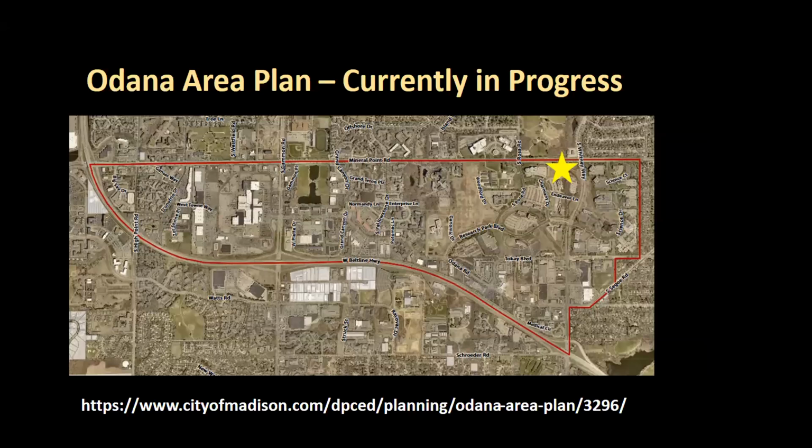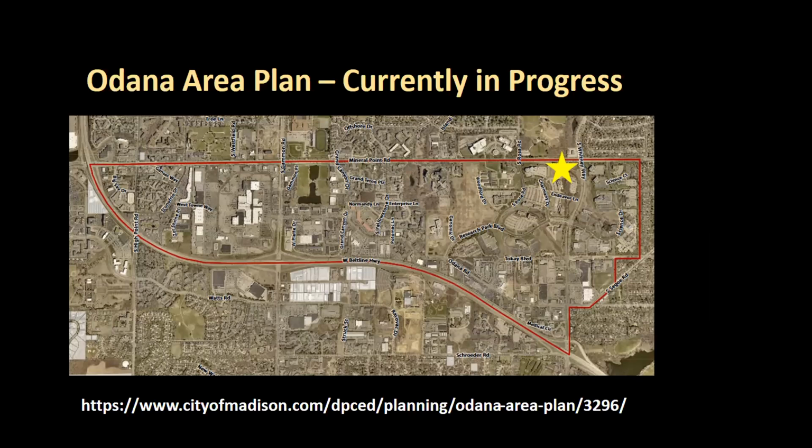I mentioned that this is not part of any adopted neighborhood plan. However, there is a plan currently in process called the Odana Area Plan. Some of you may be aware of this. The map on the screen right now shows the planning area for this. It's quite a large area. It might be the largest special area planning area that we have of any plan in the city. It stretches from Westtown all the way across Research Park to almost to Seago in some areas. So this process is currently being undergone right now.